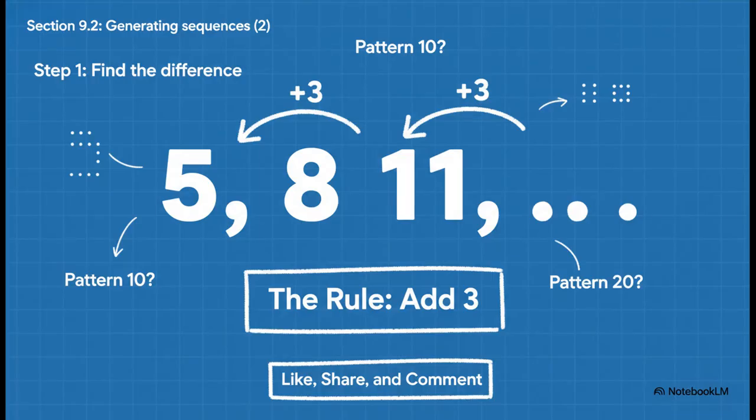And if you look at our sequence, the rule pretty much jumps right out at you. To get from 5 to 8, you add 3. To get from 8 to 11, you add 3 again. So our simple step-by-step rule is just add 3. Every new pattern is just adding 3 more squares.